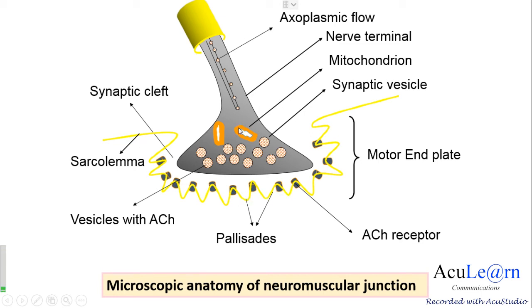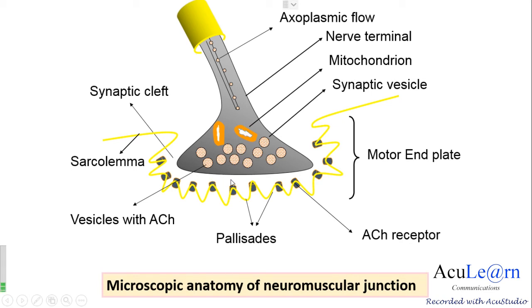Now coming to the presynaptic part, which is called the terminal button. The somatic motor neuron axon loses its myelin sheath and ends in a small swelling, the dilated portion here called the terminal button. This terminal button contains a large number of vesicles which have the neurotransmitter acetylcholine. In addition to the vesicles with acetylcholine molecules, it also has mitochondria.